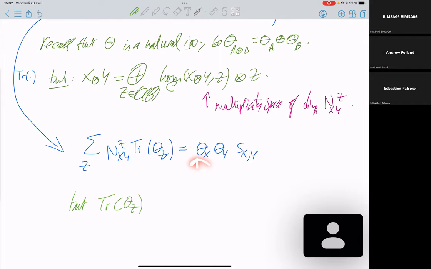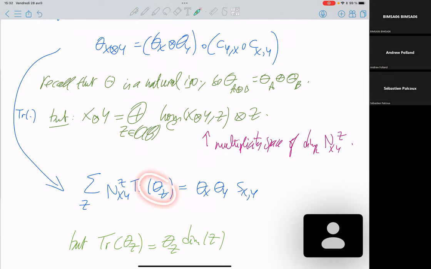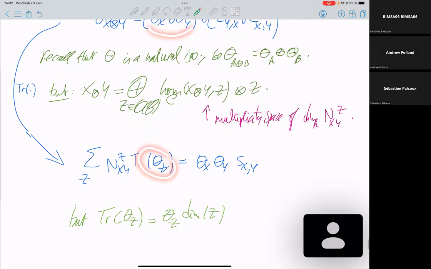So let me just write that. Trace of theta z is theta z dimension z. I am confused because I just said you apply the trace here. So what's the point of not getting the dimension of x and y also?